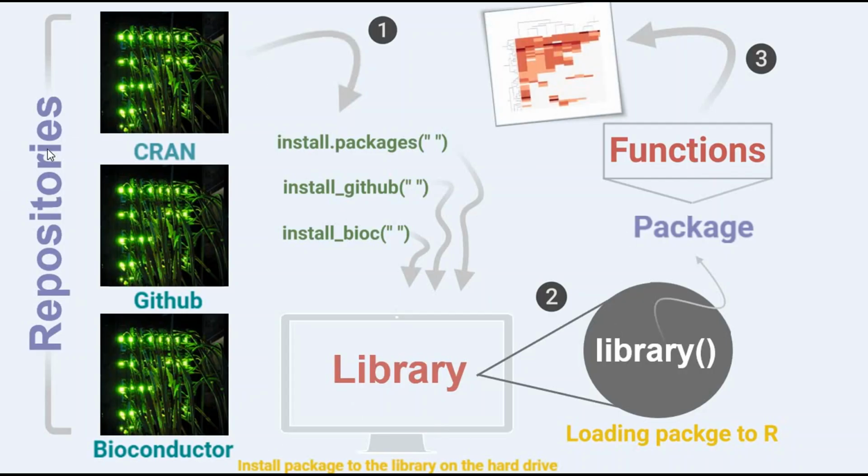So in today's video, you learned the different types of repositories: CRAN, GitHub, and Bioconductor. First, you need to install the package to your hard drive. It's called a library. Then, if you want to use a specific package, you load that package to R by using the library command, and then use the functions inside the package to do your analysis and get your result.